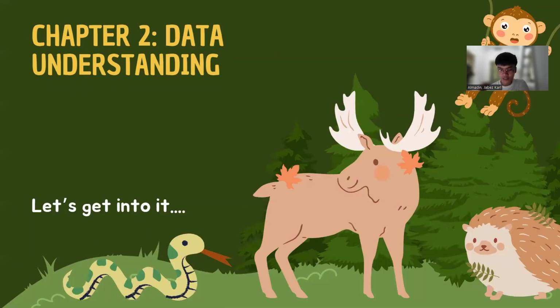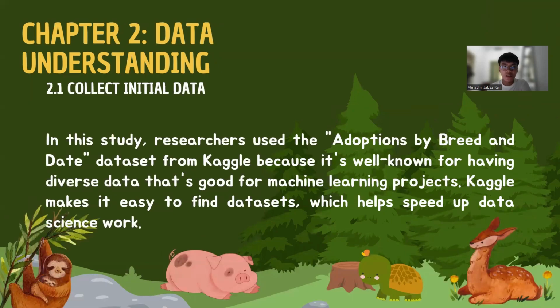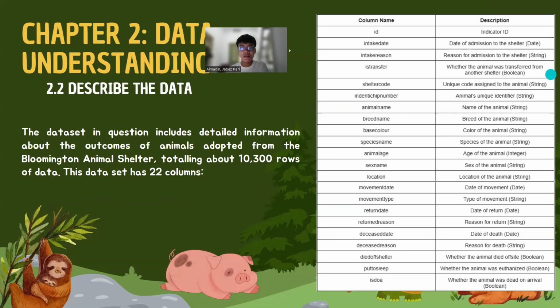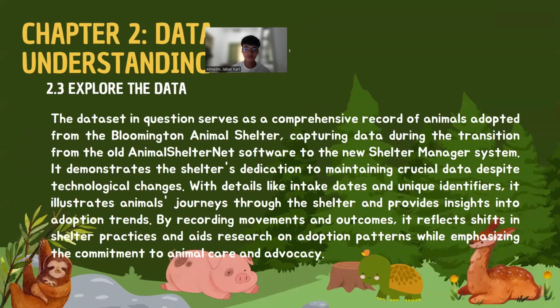Chapter 2, Data Understanding. So, for collecting our initial data, in this study, researchers used the adoptions by breed and date dataset from Kaggle because it is well known for having diverse data that's good for machine learning projects. Kaggle makes it easy to find datasets, which helps us speed up data science work. The dataset includes detailed information about the outcomes of animals adopted from the Bloomington Animal Shelter, totaling about 10,300 rows of data. This dataset has 22 columns.